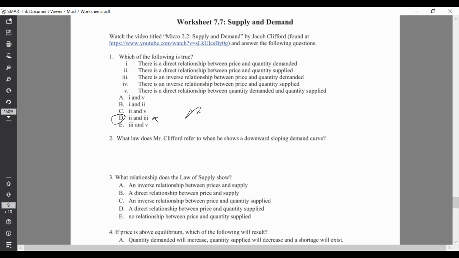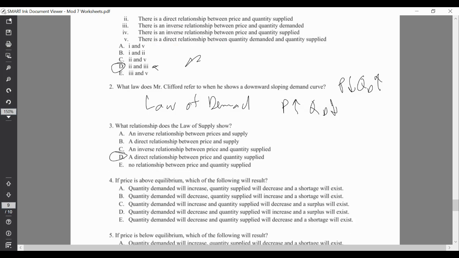demanded. Okay. And then if you've watched the video, it says, what law does Mr. Clifford refer to when he shows the downward sloping demand curve? He's talking about the law of demand, right? Price goes up, quantity demanded falls. When price goes down, quantity demanded rises. Number 3, what relationship does the law of supply show? That is a direct relation. That's D, a direct relationship.